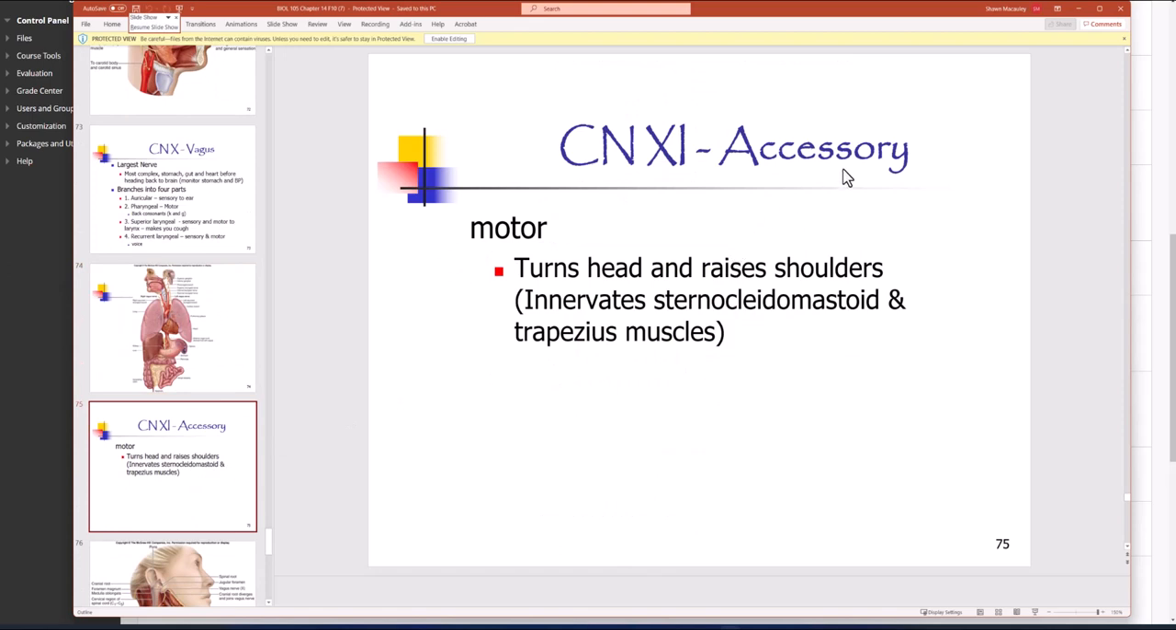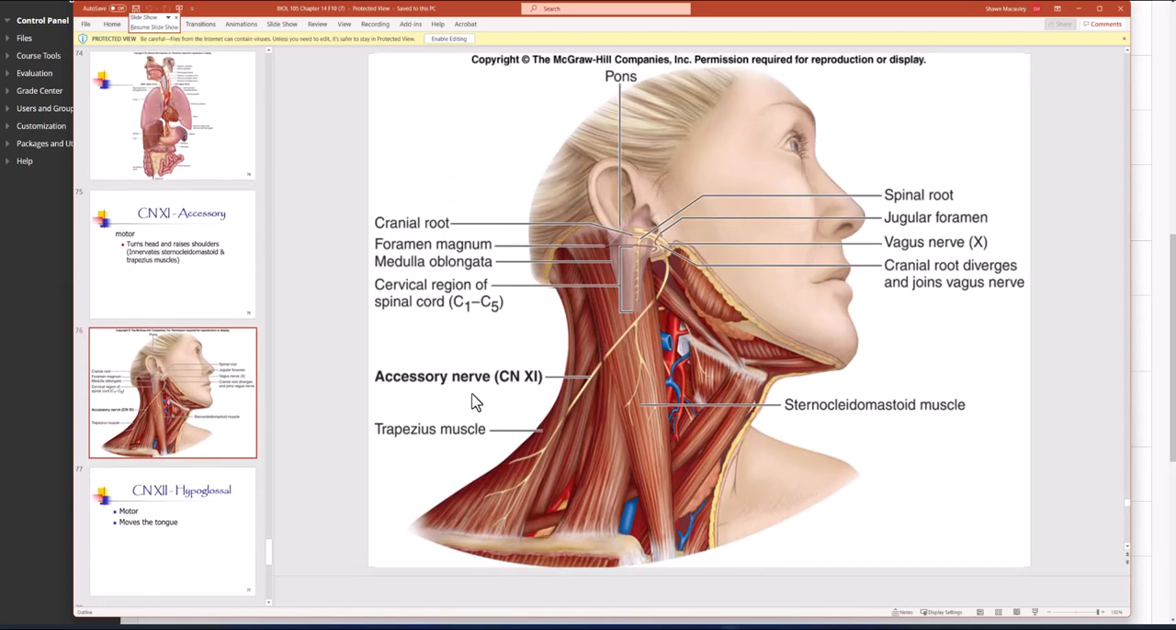Number 11, the accessory or the spinal accessory nerve, motor only, innervates the sternocleidomastoid and the trapezius. Again, we know these muscles, sternocleidomastoid and the trapezius, sort of the upper neck.